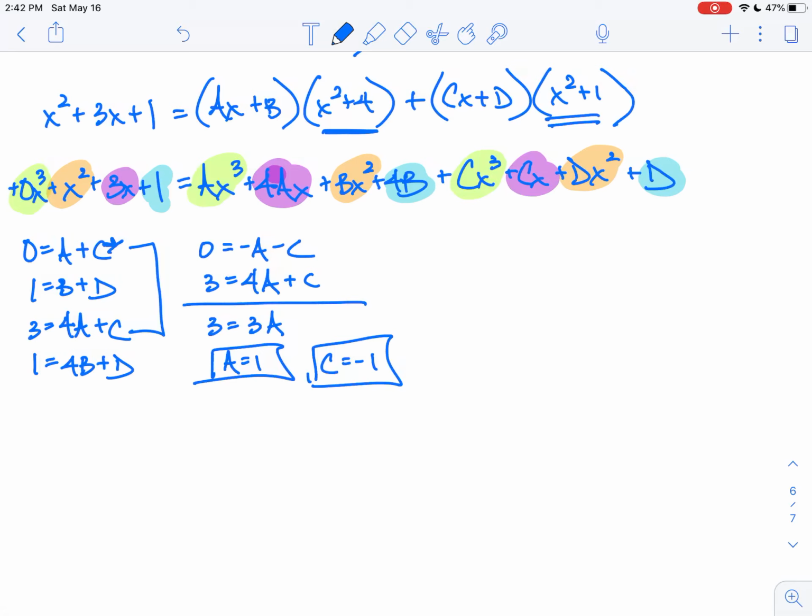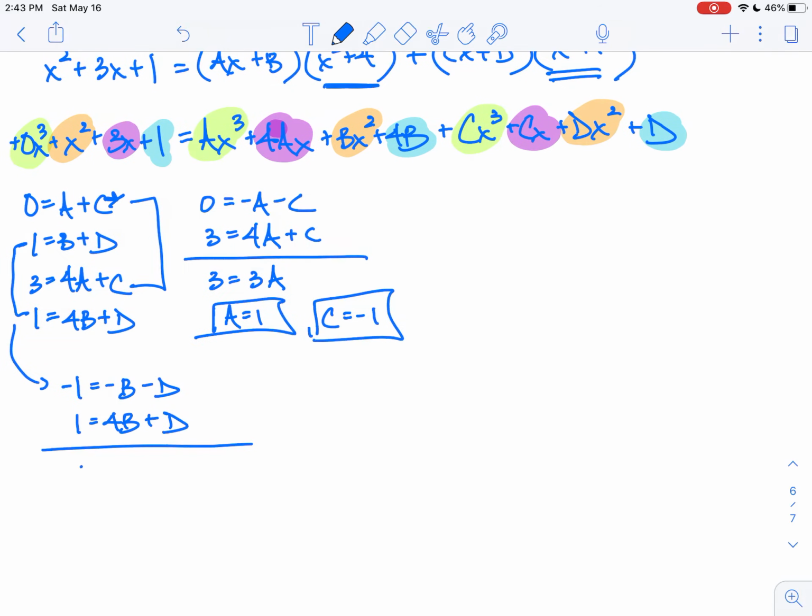All right, let's do the same thing with the two equations that have b and d. So if I take these two, I'm going to multiply the top one by -1 again. So -1 equals -b minus d. And I add that to the bottom. 1 equals 4b plus d. And I'm going to get 0 equals 3b, or b equals 0.